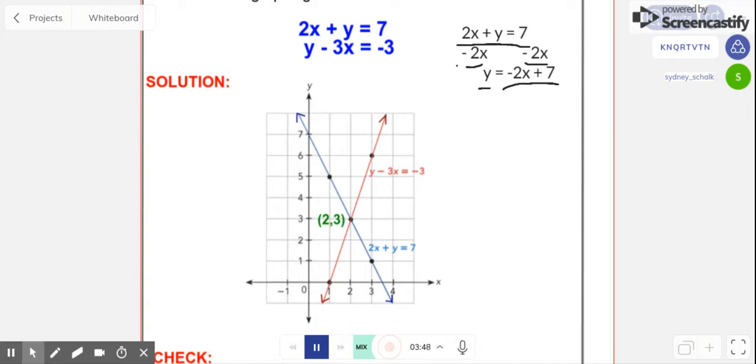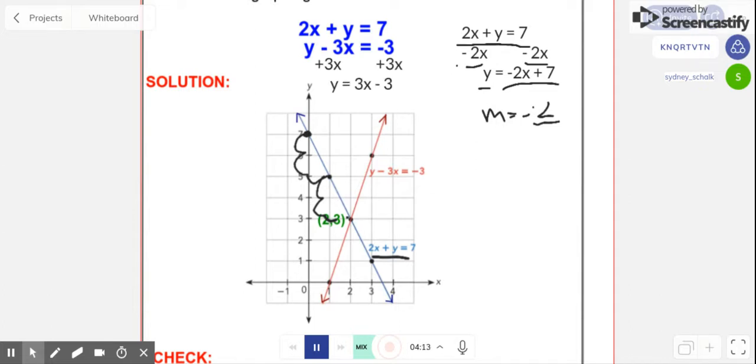Right off the bat, I can graph my y-intercept, which is 7 right there. From there, I'm going to move according to my slope, which is -2, or -2 over 1. That means I'm going to go down 2 to the right 1, down 2 to the right 1. And I can draw my line, draw my arrows, and label that line.